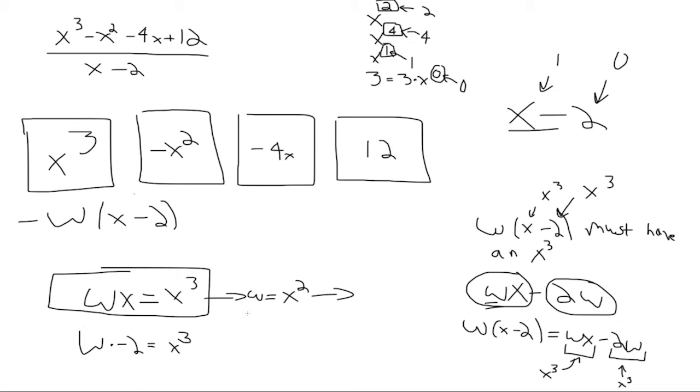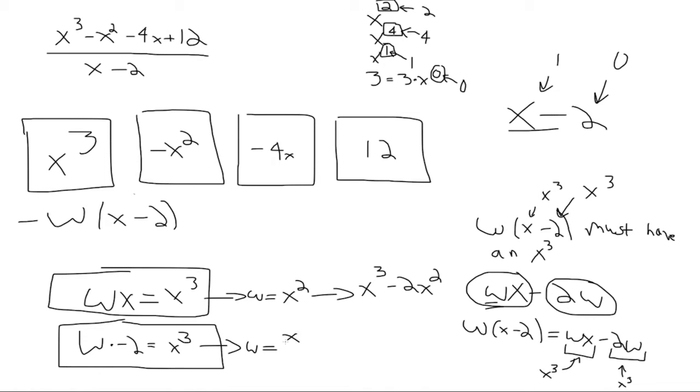And if w equals x squared, that means it's going to be x squared times x minus 2, and that is going to be x cubed minus 2x squared. Now, if we pick this route, we can use algebra and figure it out. I'm not going to actually do the algebra, but it turns out that w is going to equal negative x cubed divided by 2.